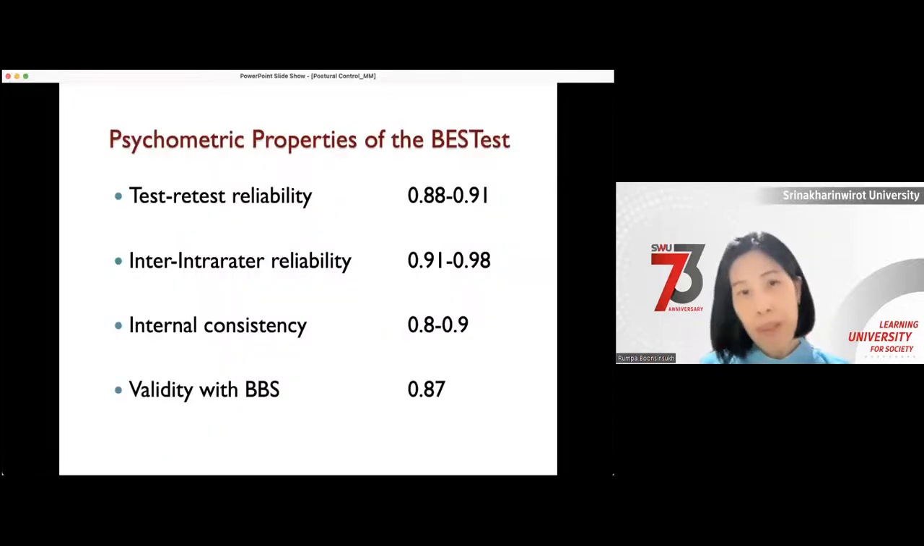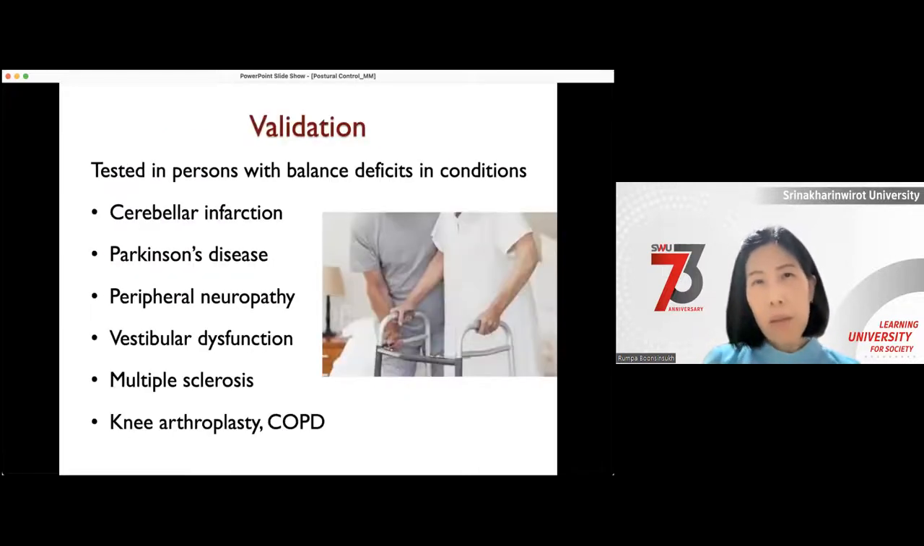And the BEST test has been tested for its psychometric properties, and it came out with excellent reliability: test-retest, intra-rater reliability, internal consistency, and it shows excellent validity with the balance scale. The BEST test is also a popular clinical scale for measuring balance in different populations with balance impairments: cerebral infarction, Parkinson's disease, peripheral neuropathy, vestibular dysfunction, multiple sclerosis. These are all neurological problems. And later it expanded into musculoskeletal impairment, patients after knee arthroplasty, or COPD.